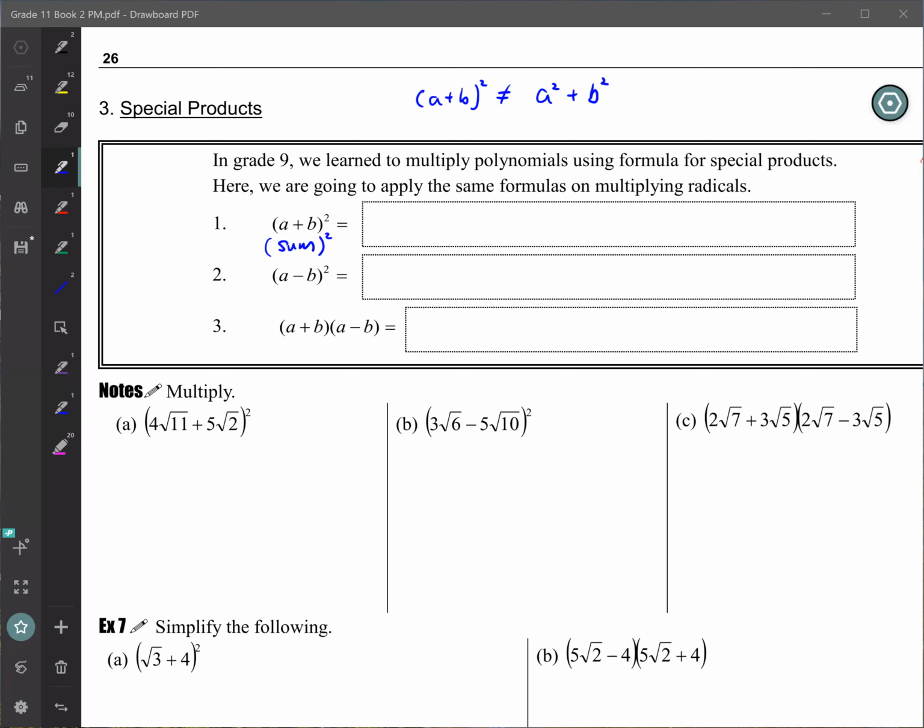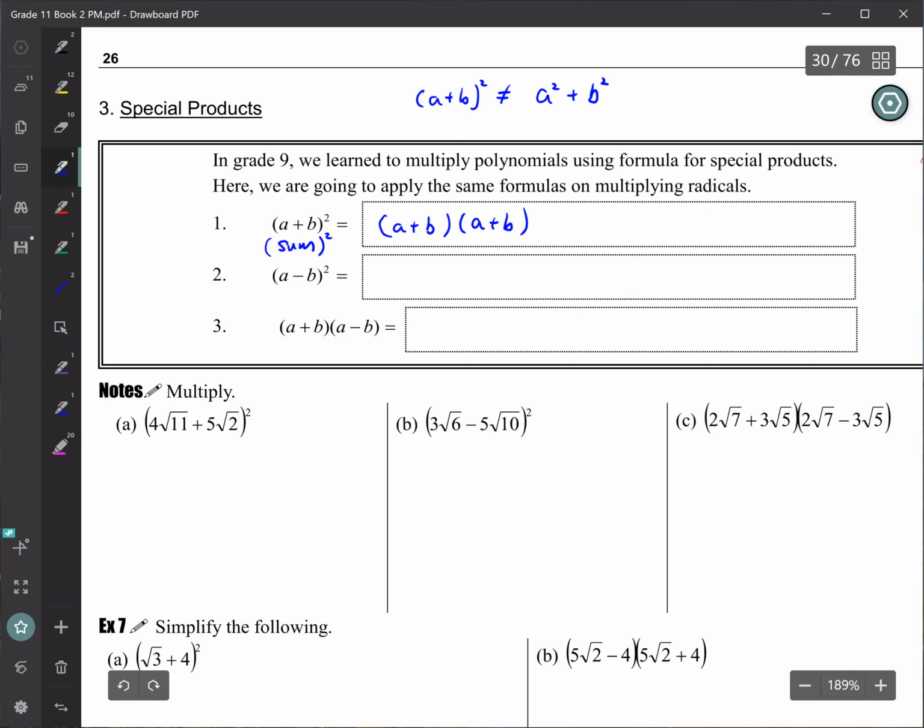You should know how to expand the brackets, the FOIL. Square means you take the same thing times itself. So (a plus b) squared means (a plus b) times (a plus b). You just expand one by one. A times a, and then a times b, and then continue, b times a, b times b.